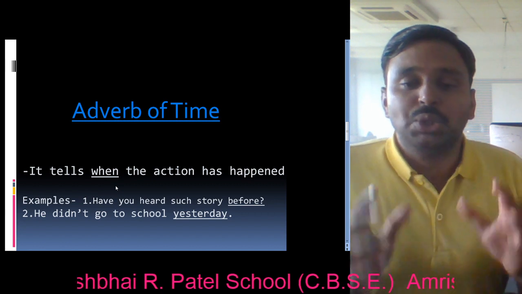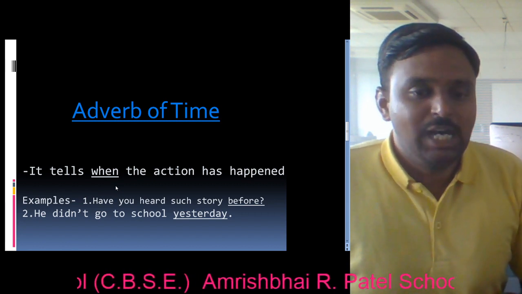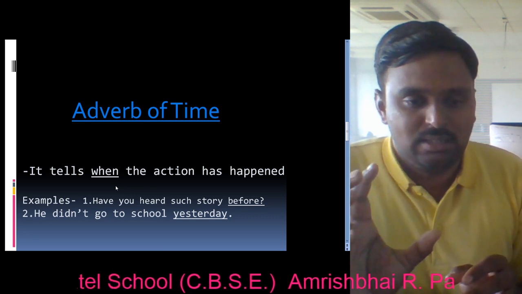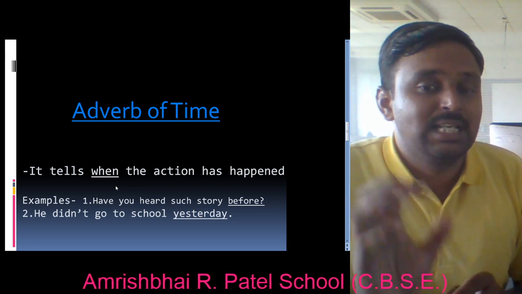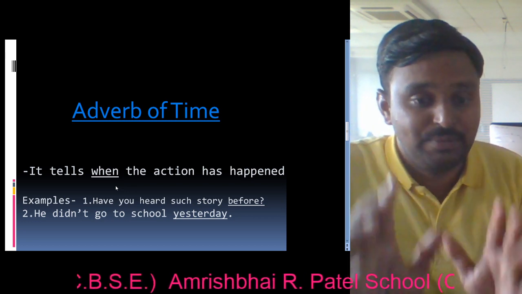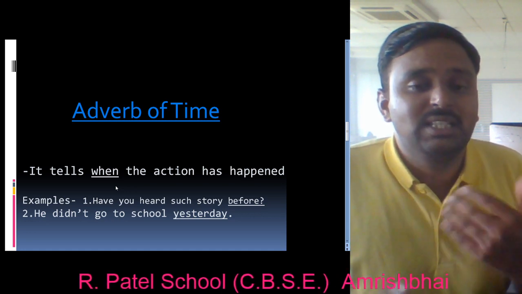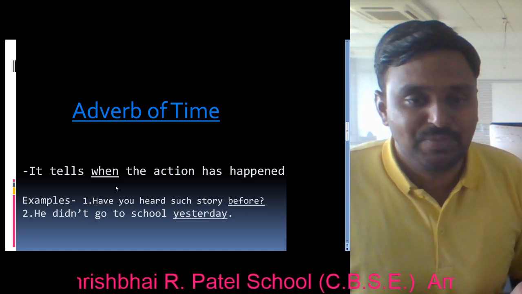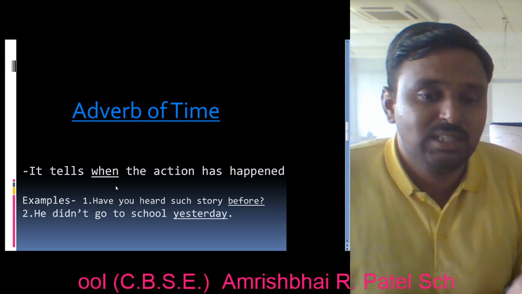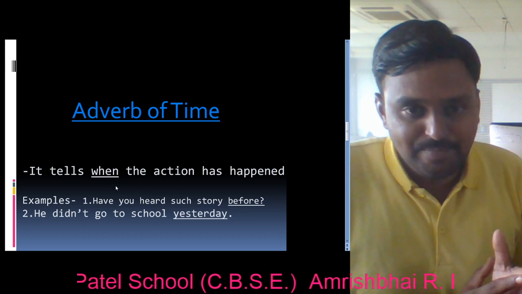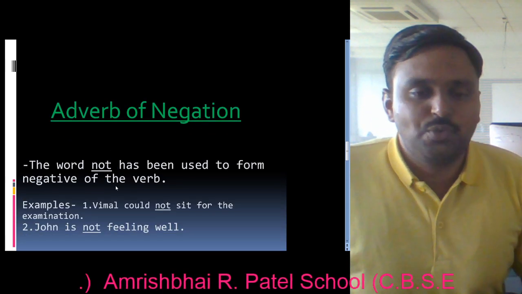Now dear student, don't confuse yourself between adverb of frequency and adverb of time. Adverb of time tells you when the action has happened. It tells you the time when the particular action has happened. Time is important here in adverb of time. When you talk about adverb of frequency, it tells you how many times the particular action has happened, how frequently it has happened. Frequency is about how often, and time is about when it has happened. Let's go for the next point.